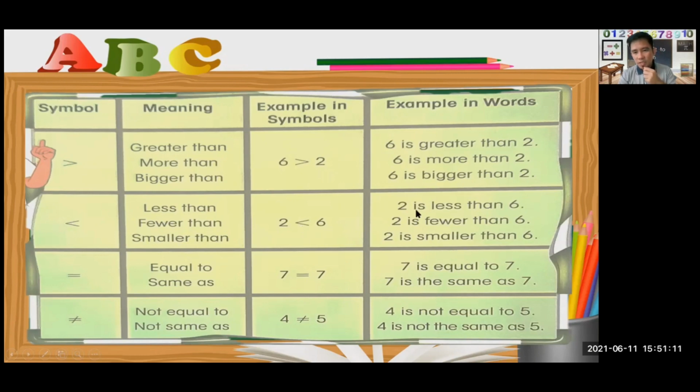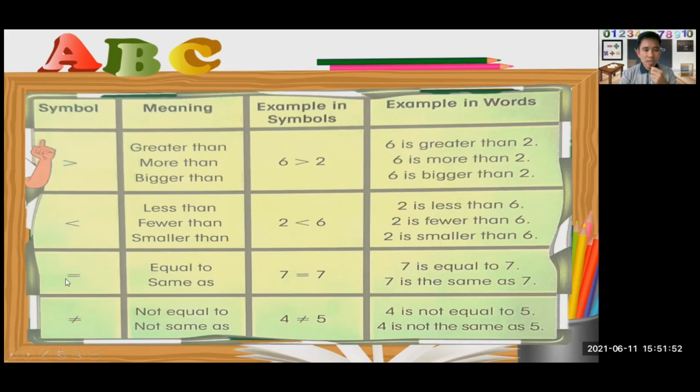Now, an example in words, we read together. Two is less than six. Or two is fewer than six. Or another one, two is smaller than six, okay? So again, these symbols are greater than, more than, and bigger than. Another symbol is less than, fewer than, smaller than.